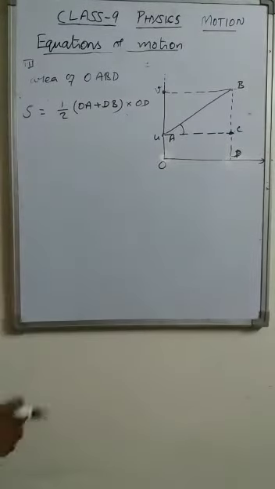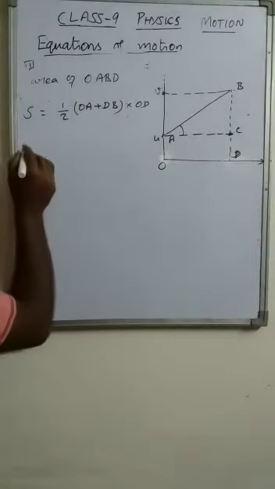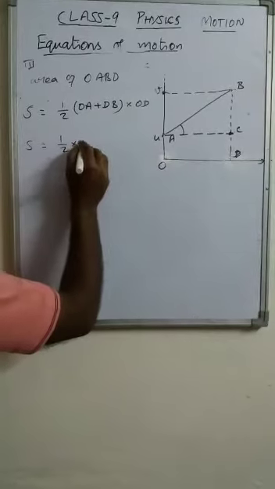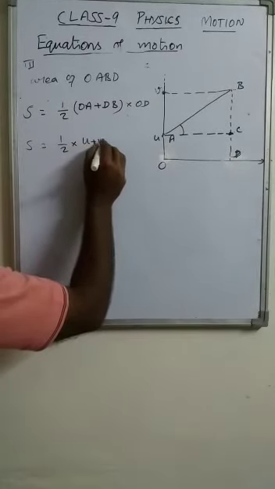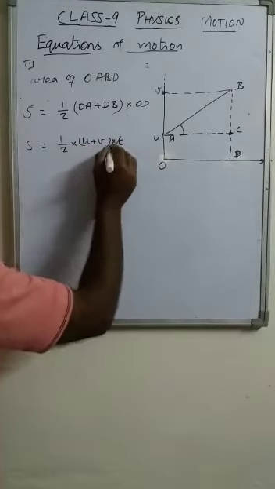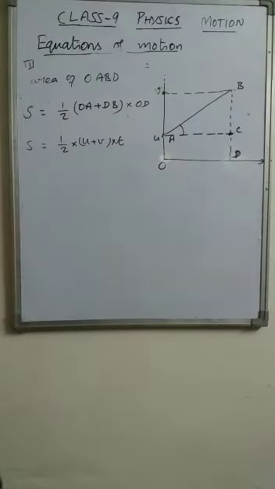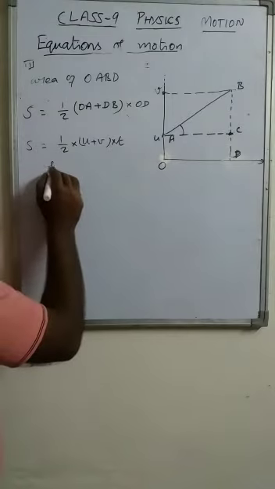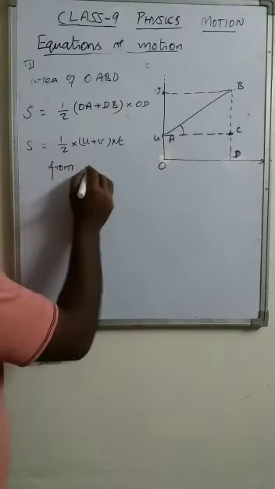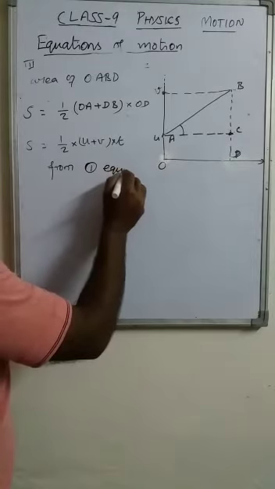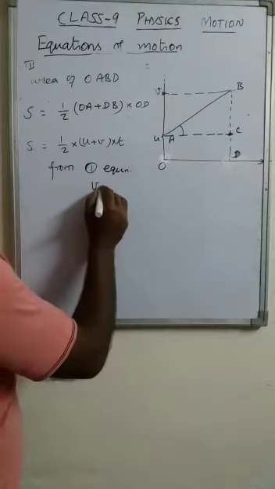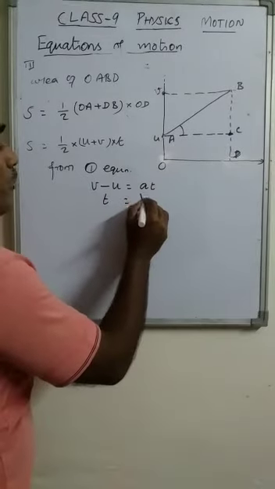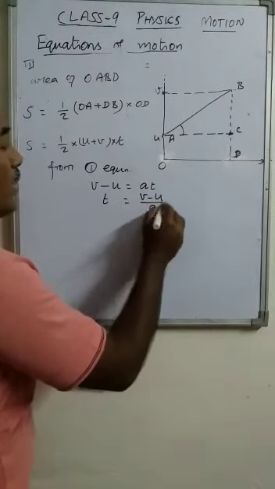And then OD is equal to time. If we find this half into this, it is (U plus V) into T. Now once again we take the value of T from the first equation. From the first equation, V minus U equals AT, then T equals (V minus U) over A.